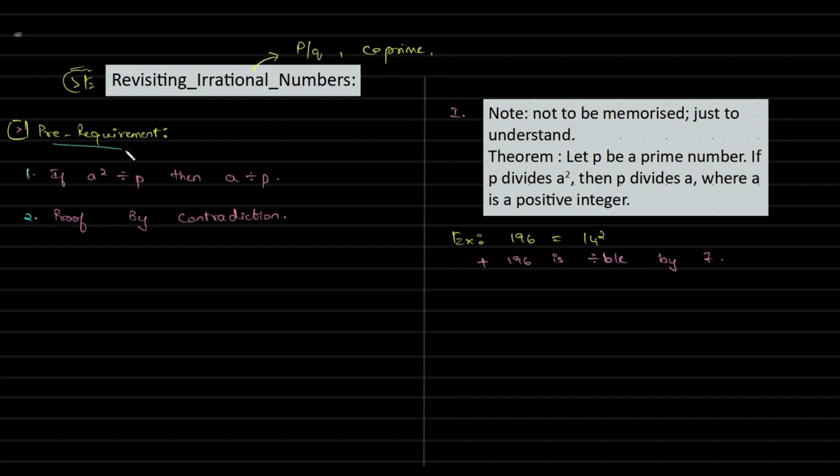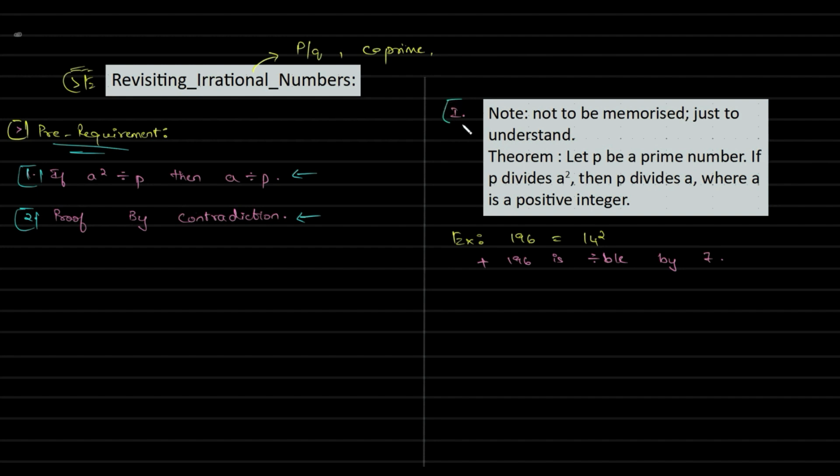So let's start off with the prerequisites. If a square is divisible by p, then a is also divisible by p. This is one thing which we need to know before we start off taking up irrational number questions. The second thing which you need to know is proof by contradiction. Two things. The second one is weird and nice. The first one is a bit weird, but not too weird.